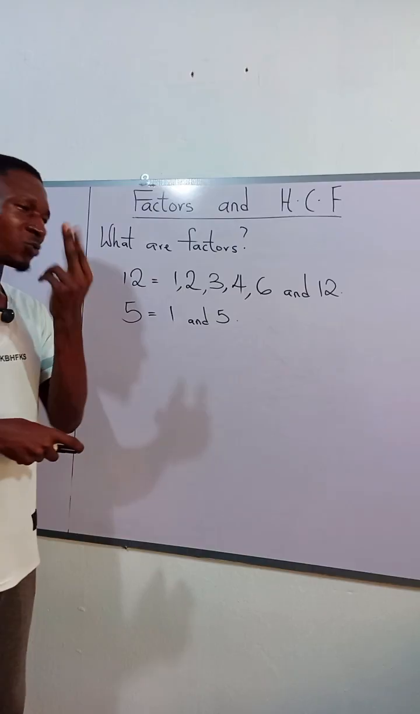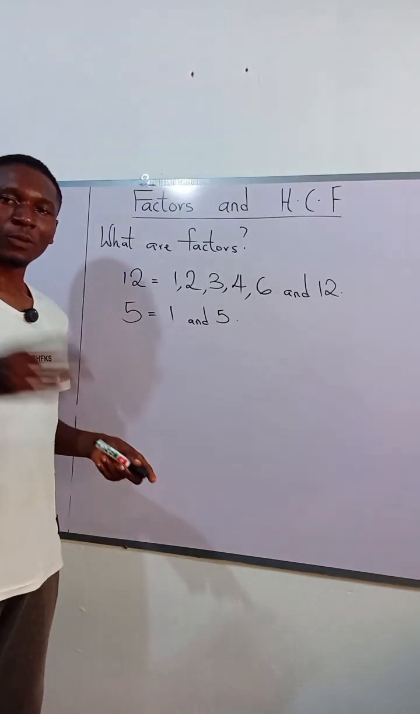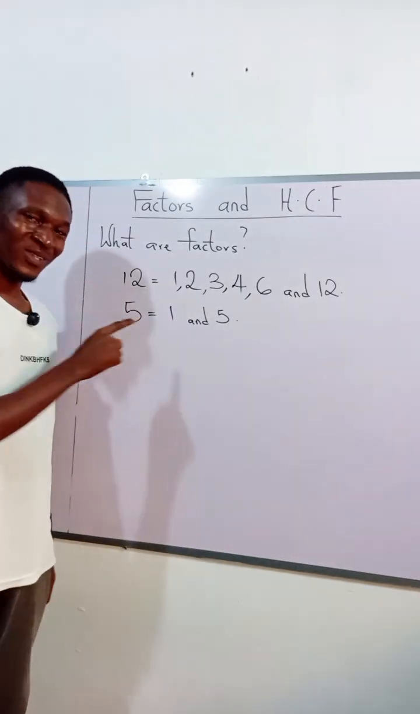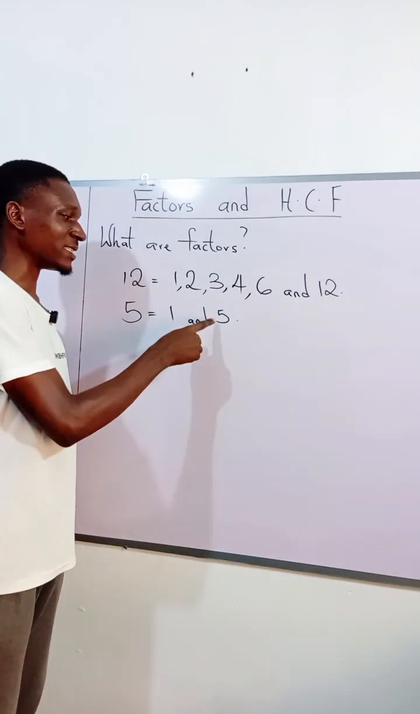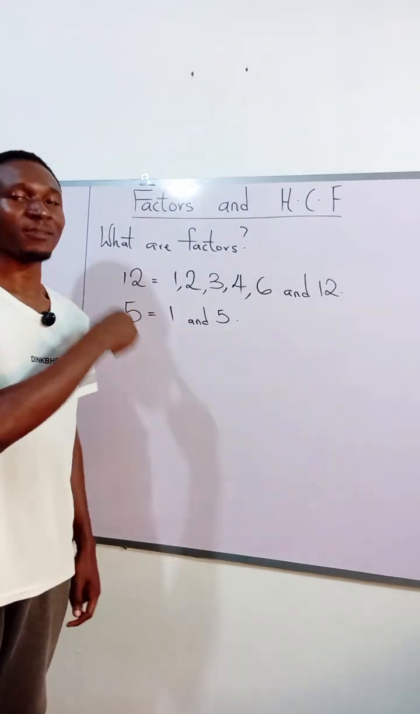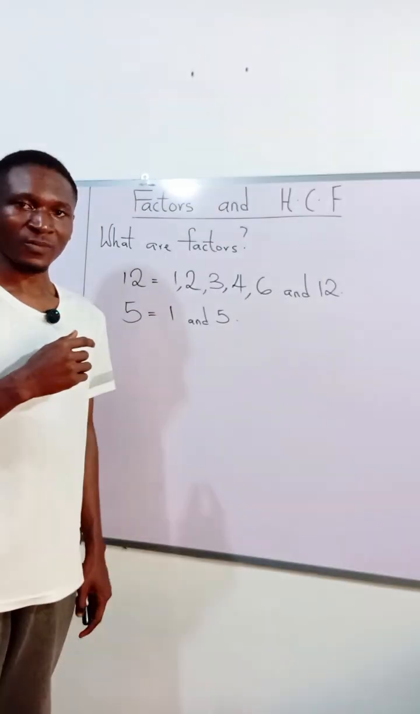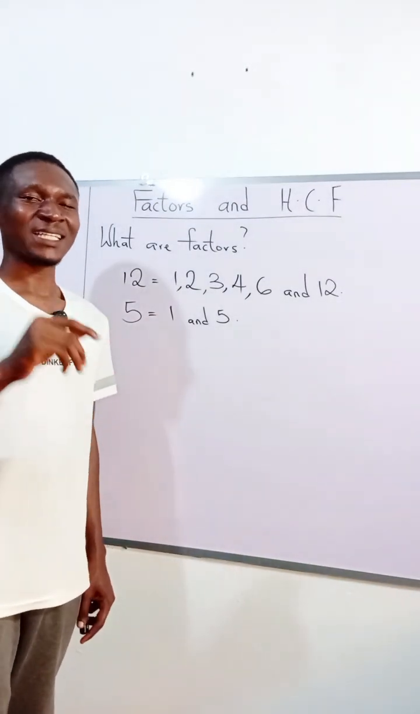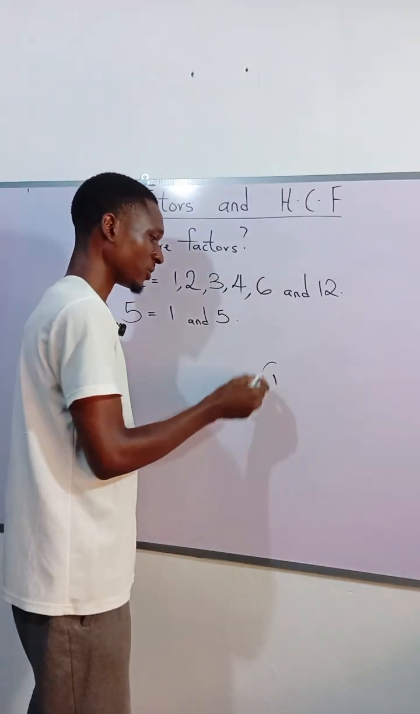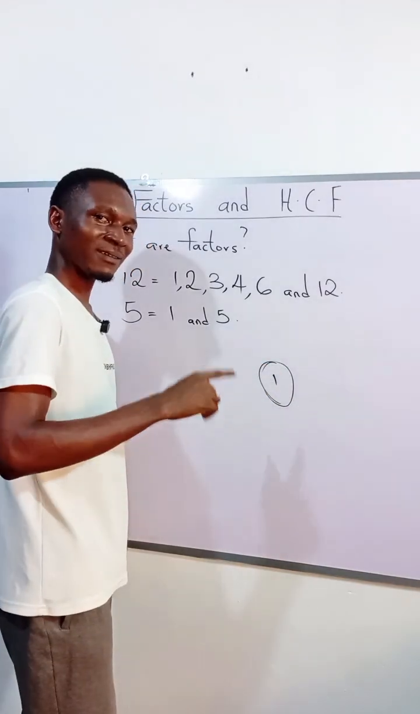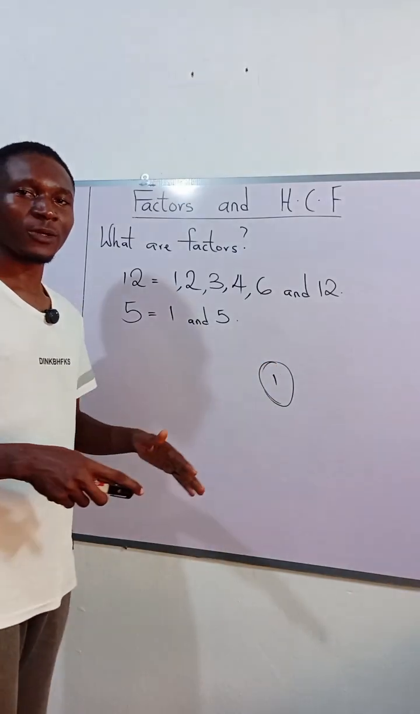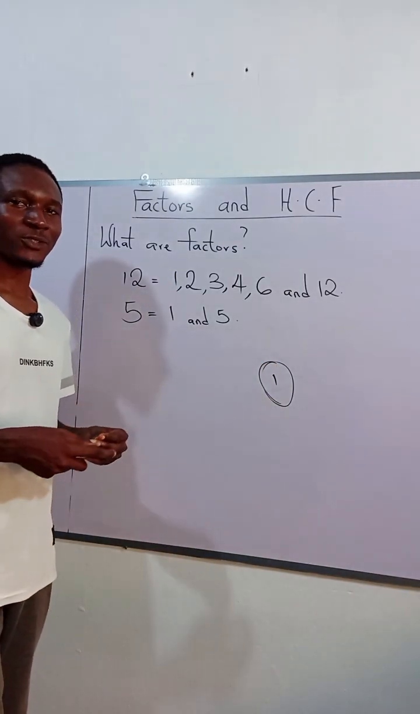Therefore, every number has at least 2 factors. There is no number that does not have at least 2 factors, because every number can be divided by 1 and every number can be divided by itself. 5 divided by itself gives you 1. 5 divided by 1 gives you 5 itself. So that means all numbers have at least 2 factors, except 1. 1 is a very special number when it comes to this. 1 has only 1 factor, which is 1. Apart from 1, all other numbers have at least 2 factors.